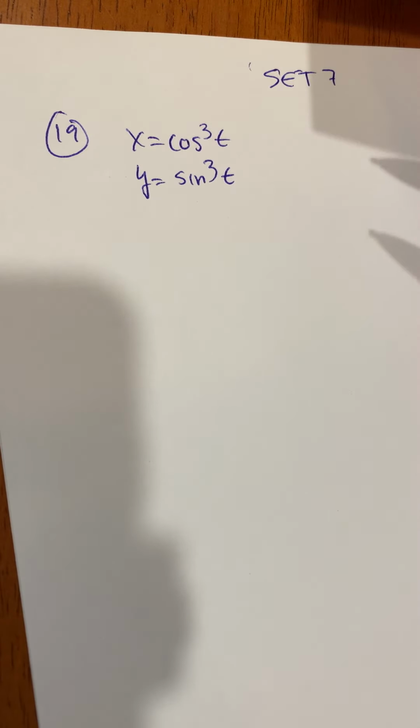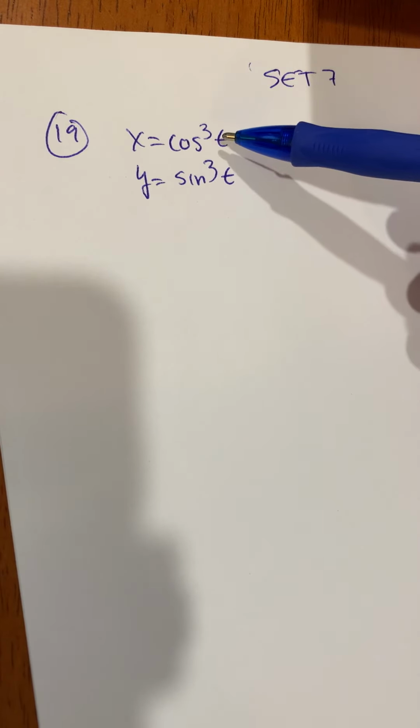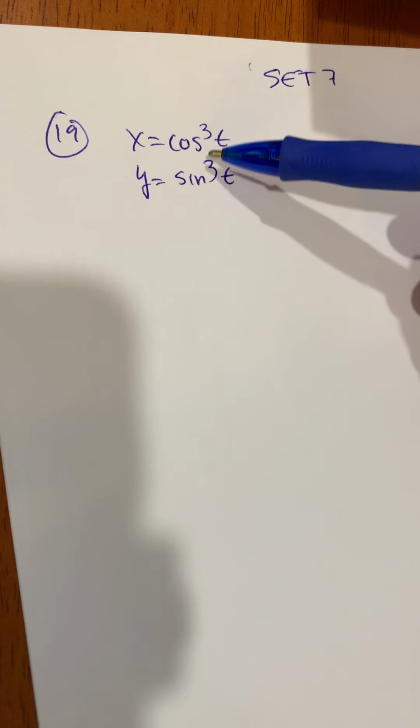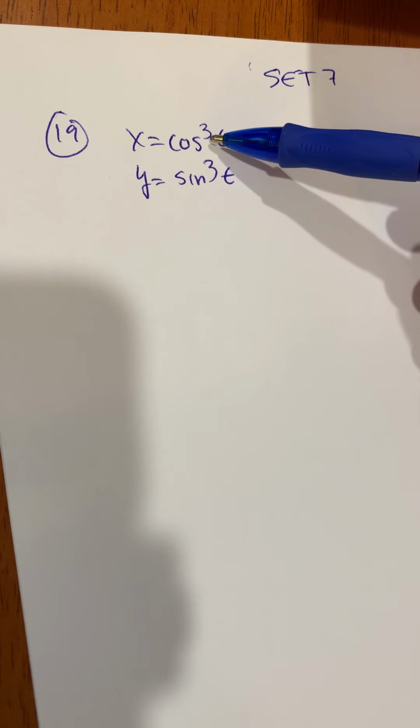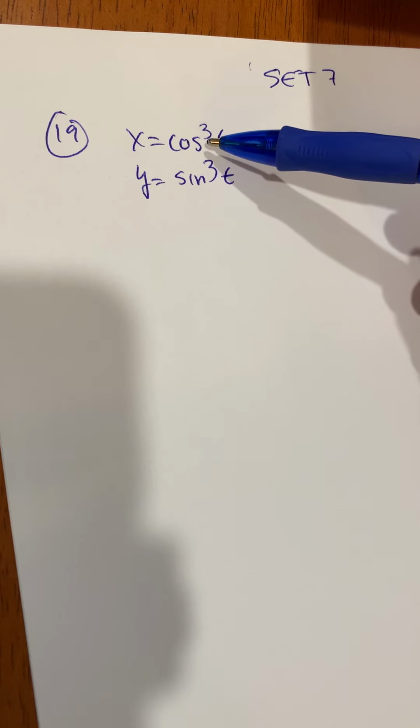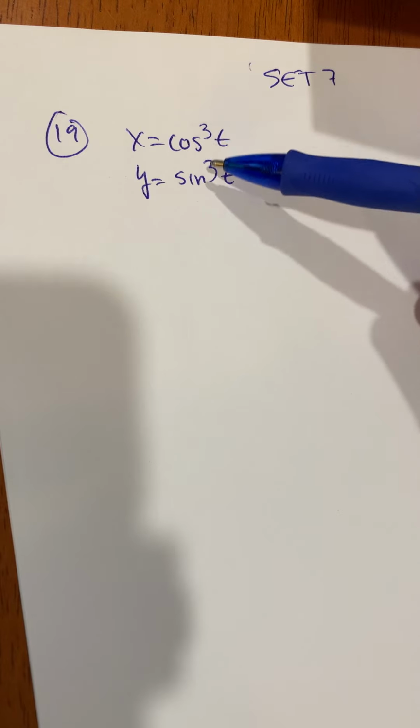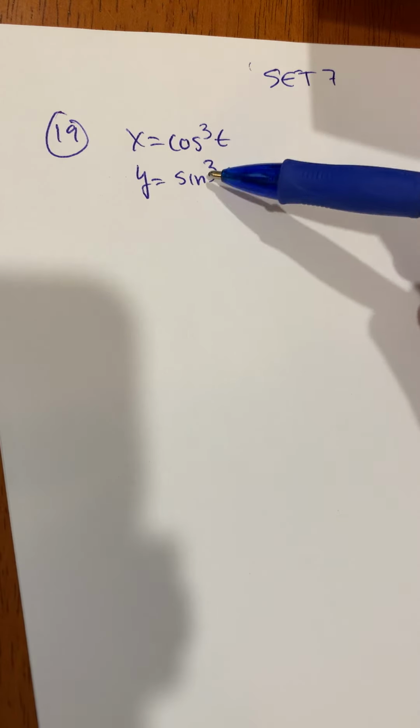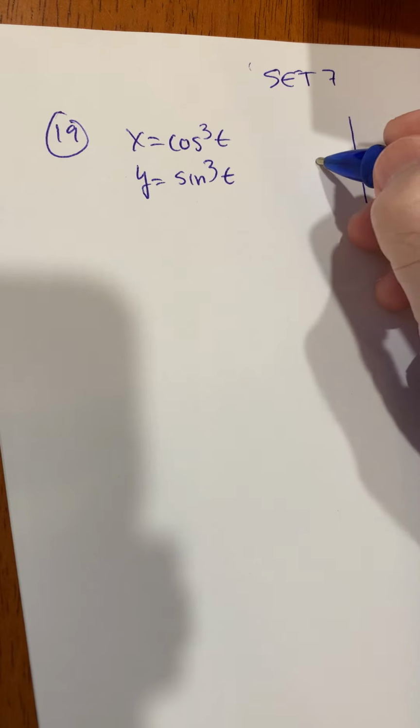Okay, this is set 7, problem number 19. If you watch my other video on problem number 16, it's very similar. The question was to find the area of the hypocycloid formed by these two graphs, or these equated parametric equations.